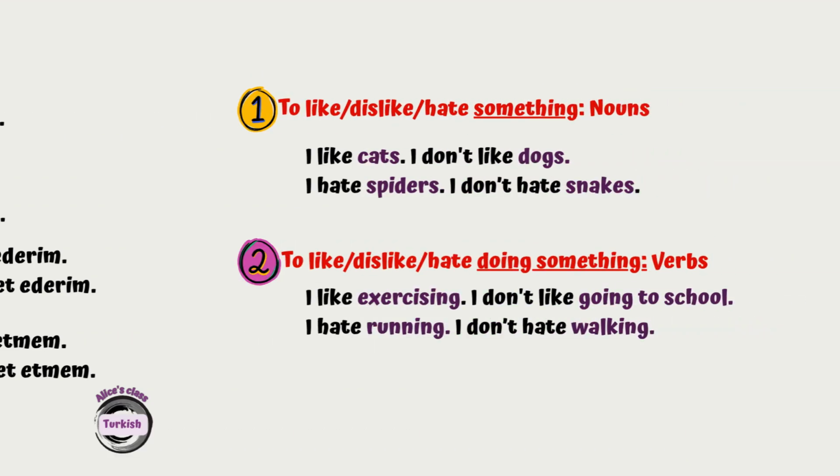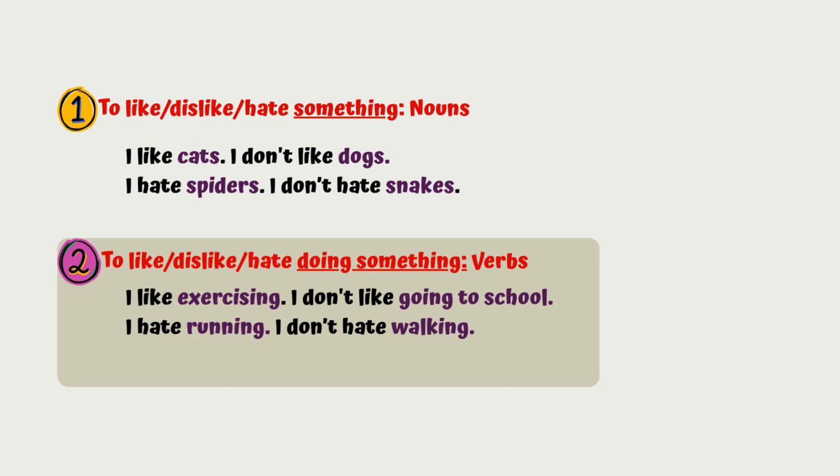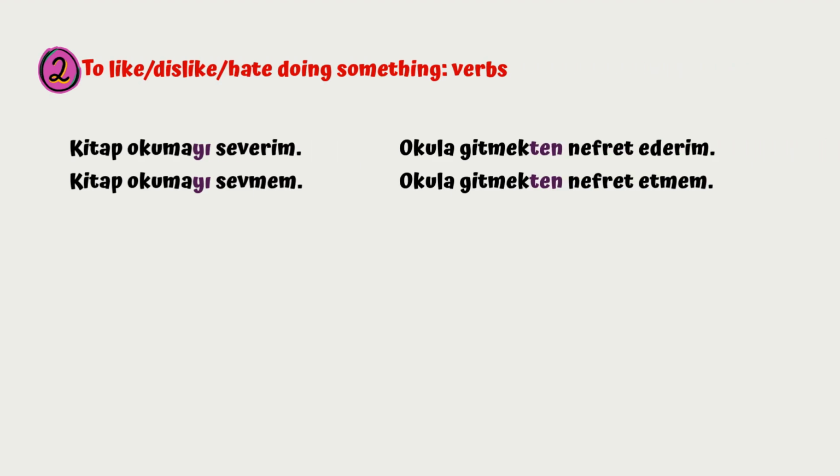So up to now, we learned how to say to like or not like something using nouns. Now we're moving into how to say like or not like doing something using verbs. So I have some sample sentences here. Let's analyze them. Kitap okumayı severim. Kitap okumayı sevmem. So kitap okumak is to read books, read a book, right? So what you're saying here, I like reading books or I don't like reading books.